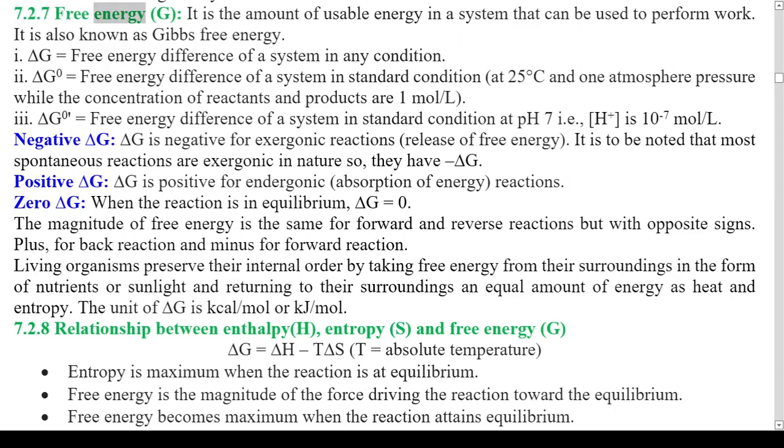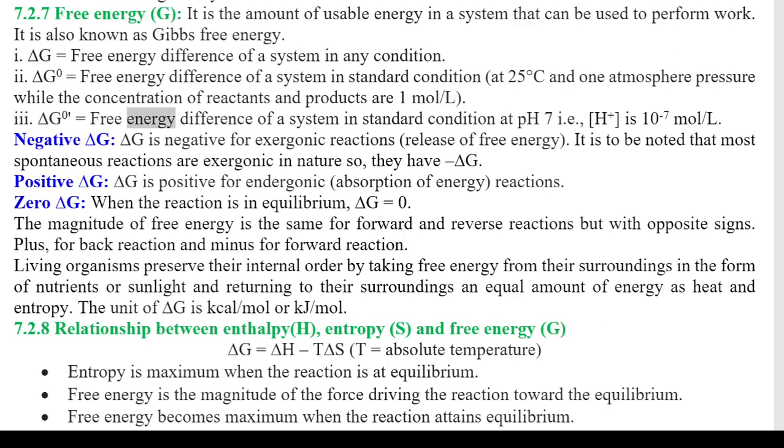7.2.7 Free energy, G. It is the amount of usable energy in a system that can be used to perform work. It is also known as Gibbs free energy. 1. ΔG equals free energy difference of a system in any condition. 2. ΔG0 equals free energy difference of a system in standard condition, at 25 degrees Celsius and 1 atmosphere pressure, while the concentration of reactants and products are 1 mol/L.